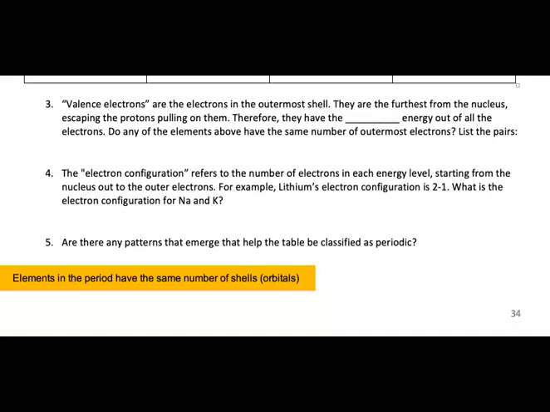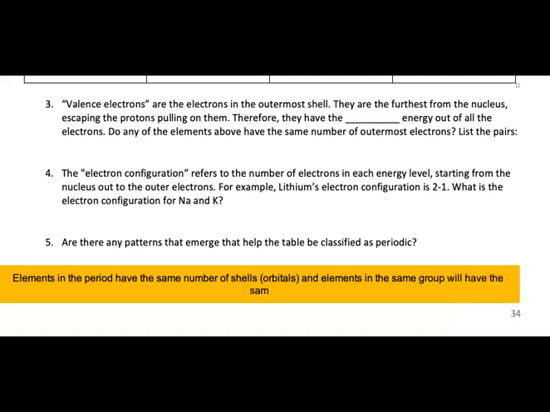And the other thing is, elements in the same group will have the same number of valence electrons. And this is really important that you know that. So elements in the same period have the same number of shells or orbitals.